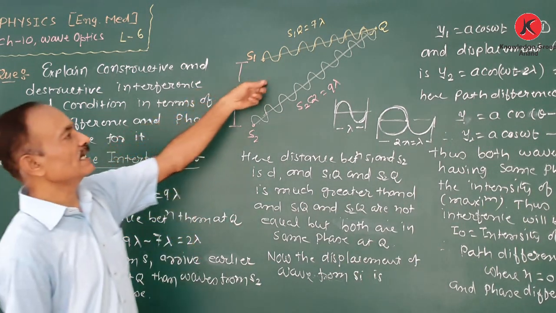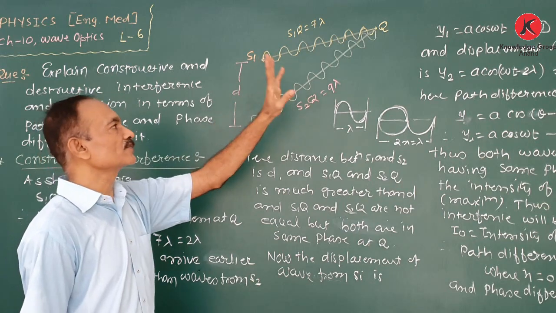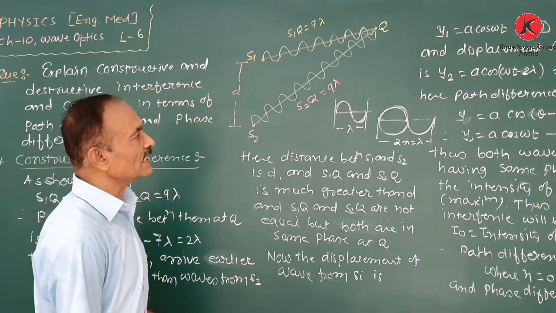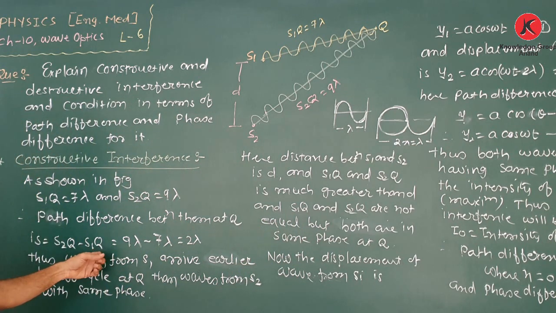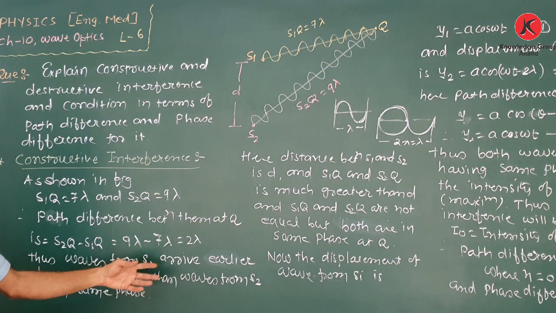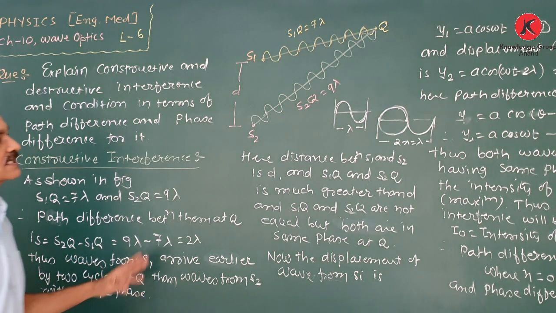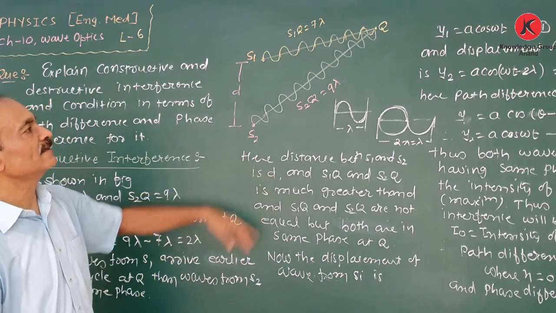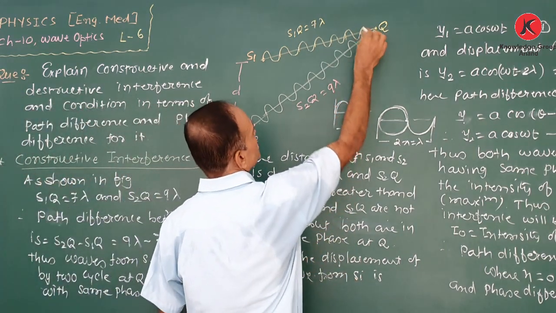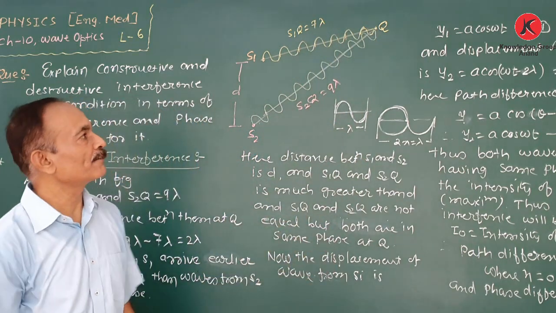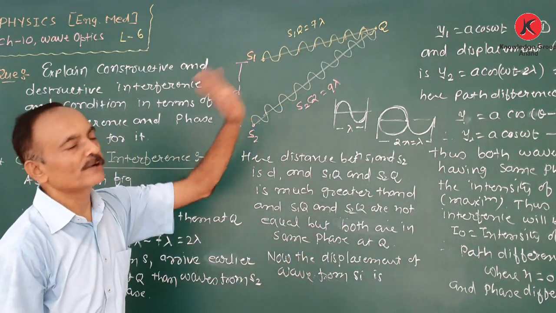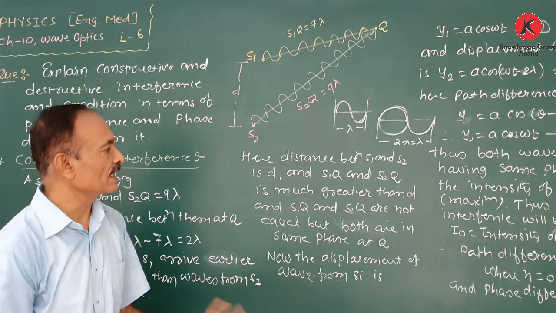Here the figure is shown, S1Q is equal to 7 lambda, S2Q is equal to 9 lambda. Therefore, the path difference at Q is S2Q minus S1Q, 9 lambda minus 7 lambda, which is equal to 2 lambda. Thus, the wave from S1 arrives earlier by 2 cycles at Q than the wave from S2, with the same phase. Here the phases are the same because the trough of one wave is superposed on the trough of the other wave at point Q. Therefore, at point Q, constructive interference takes place.